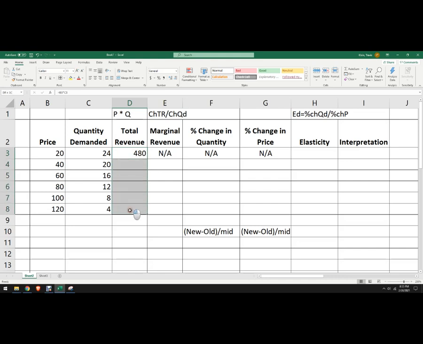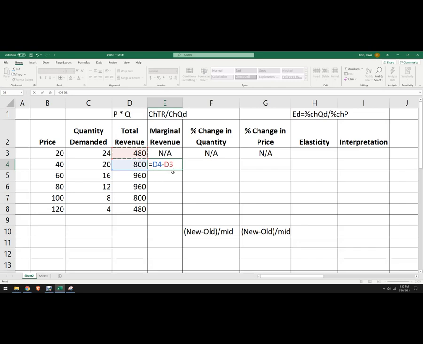So I could do one of three things. I could highlight the whole thing and then hold down Control D. Okay, I could do that. I could take this little corner here and drag that guy down. And then I could grab this little corner with the plus and just double click on it. Okay, it works too.